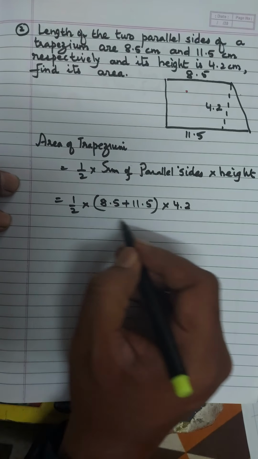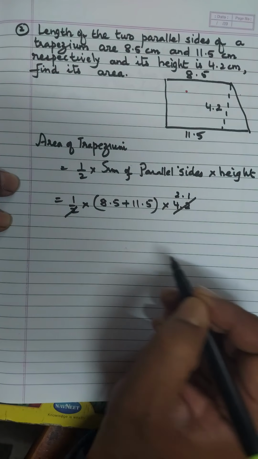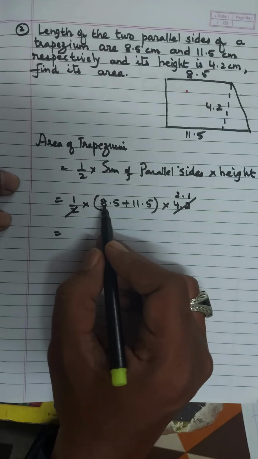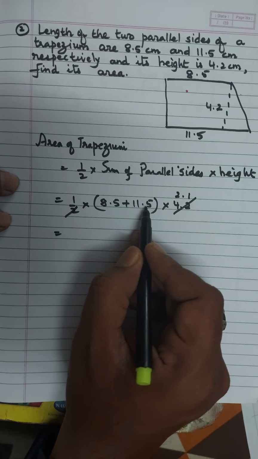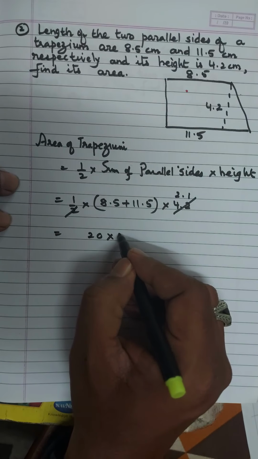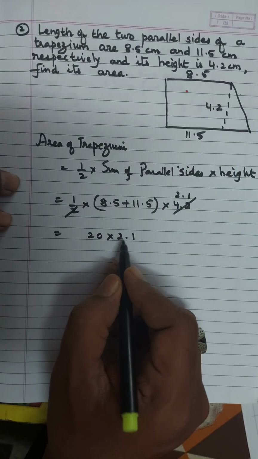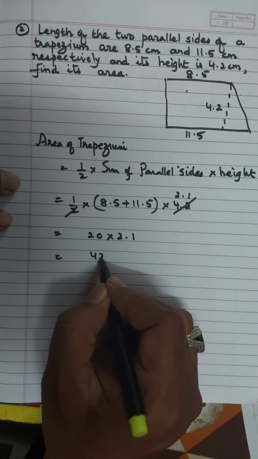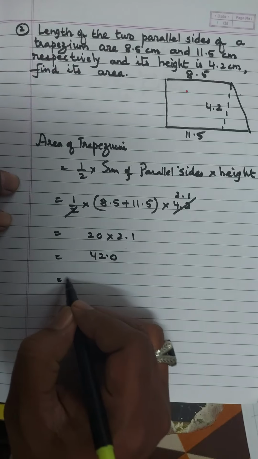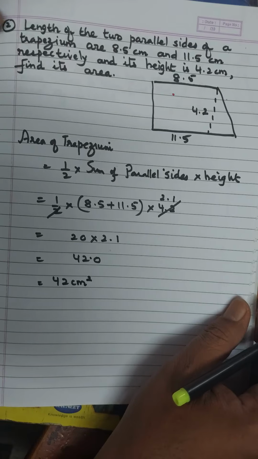So you need to cut it. You can easily divide this 2 into the 4, and this 2 ones are 2. What is the value of 8.5 plus 11.5? 8 plus 11 is 19 and 0.5 plus 0.5 is 1, so this is 20. Open the bracket with a multiply sign and this is 2.1. So 20 into 21 is 420. After one digit decimal we need to put the point here. So our answer is 42 centimeter square. This is the answer of our second question.